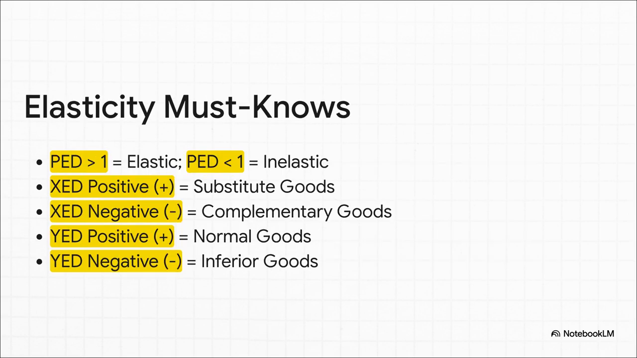And for elasticity, it's all about the numbers and the signs. If price elasticity is greater than 1, it's elastic. Less than 1, inelastic. If cross-price elasticity is positive, they're substitutes. Negative, they're complements. And for income elasticity, positive means a normal good, negative means an inferior good. Memorize these and you'll be set for a lot of questions.